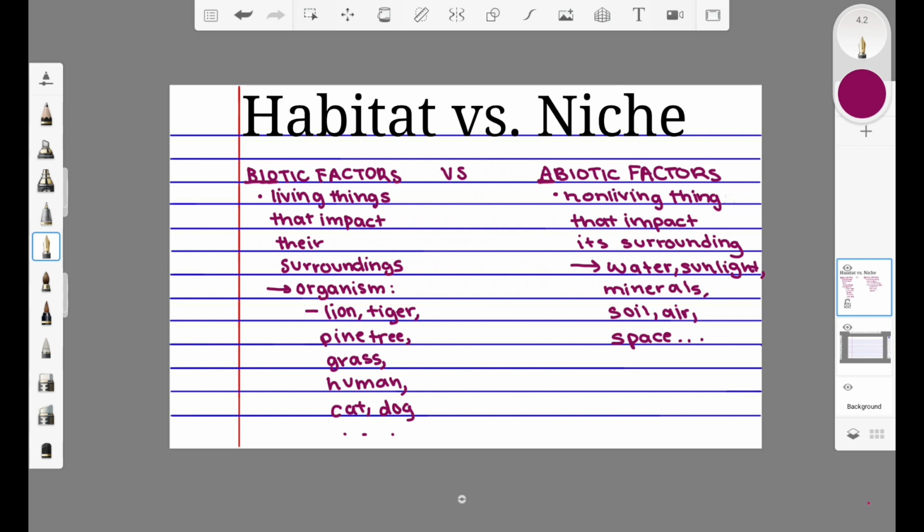ecosystem, because if there's not enough water, it won't be able to survive. It may need to adapt, and on and on.